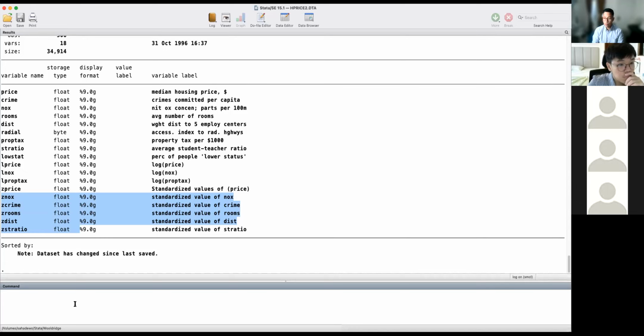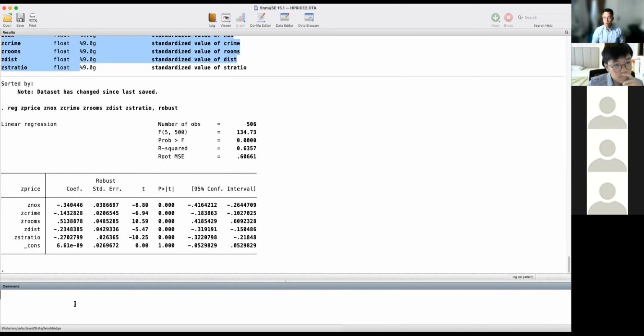Basically I'm going to do the same set of regressions, but instead of regressing on the level variables, I'm going to regress on the standardized variables: Z NOx, Z crime, Z rooms, Z distance, and Z student-teacher ratio. We can also use the robust option. Before I run the regression, remember that the estimated coefficient indicates the standard deviation change of Y if X, the explanatory variable, changes by 1 standard deviation. So always recall that discussion.